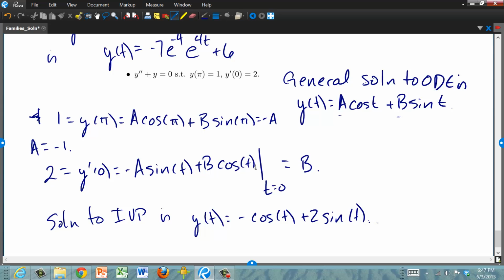All right, and that's really it. Once you have the general solution to an ODE, finding the solution to an initial value problem is really not very hard. It's just a matter of choosing those parameters so that the initial conditions are met.